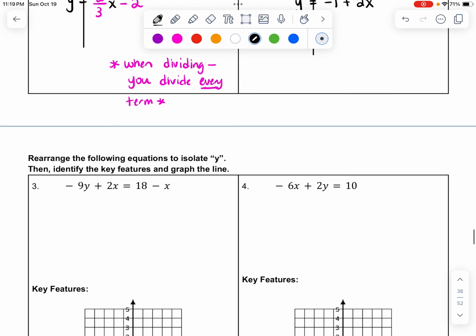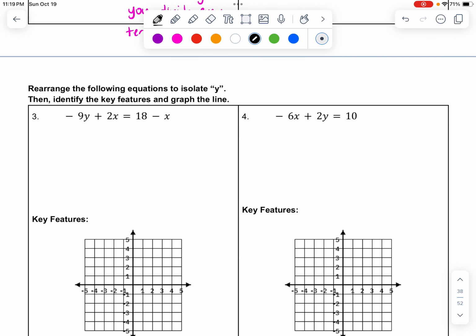Now, in the next few examples, we're going to do the same thing. We're going to get y by itself, but we're also going to follow up by making the graph, because the whole point of getting y by itself is so that we can make the graph. For problem number 3, I'm going to draw a vertical line through my equal sign. Now I'm noticing that I have both x's and y's in this problem, and the directions say to isolate y. So I want to get the y by itself here.